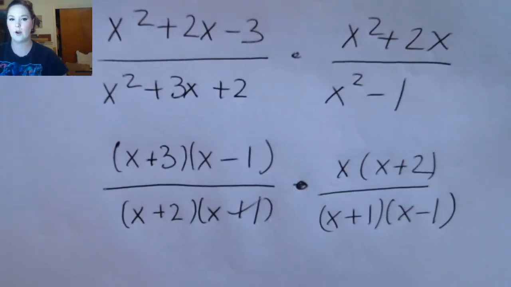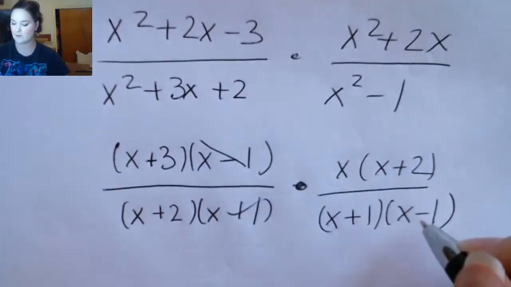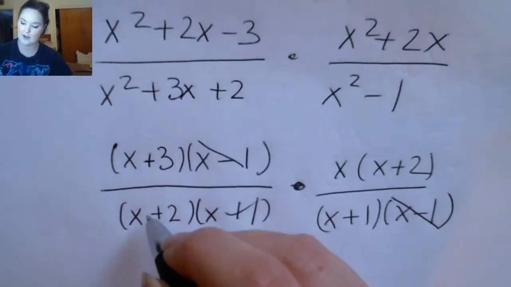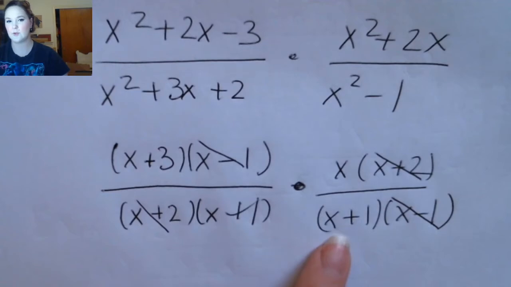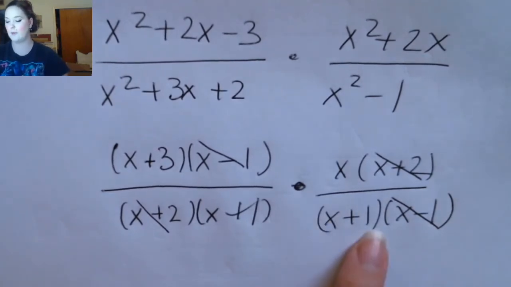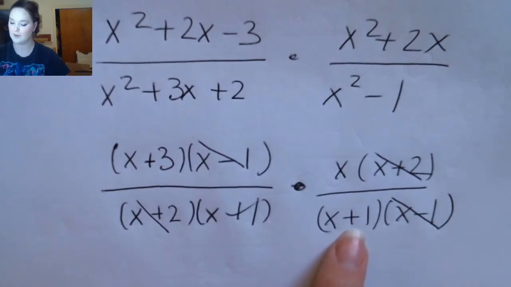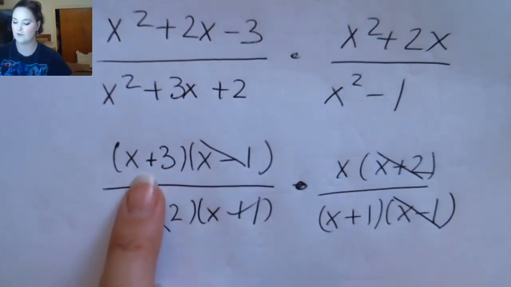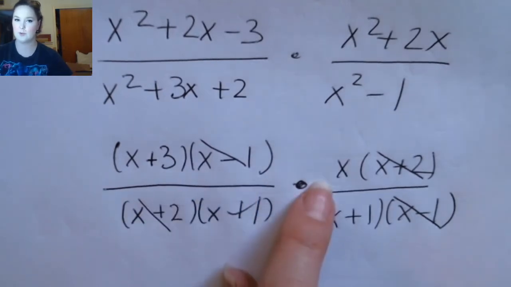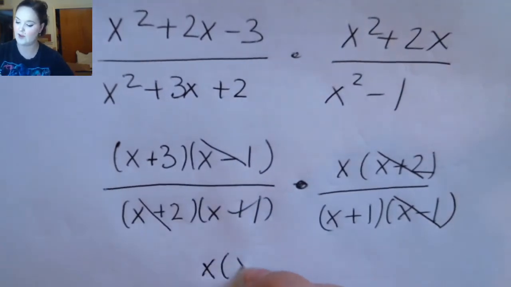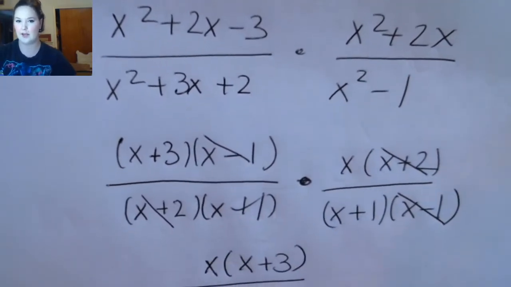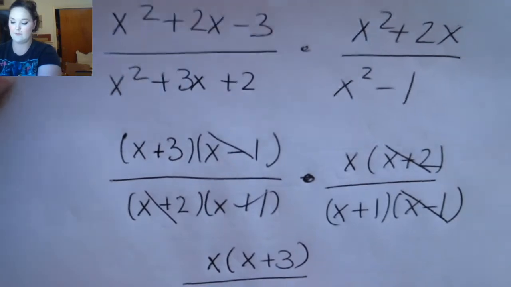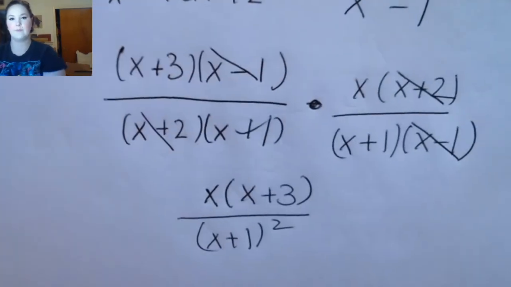Okay, and now we're going to look for common factors. So we have x minus 1 with x minus 1, x plus 2 with x plus 2. Okay, now you can't cancel these x plus 1s because they're not going to end up 1 on the top and 1 on the bottom, right? They're both going to end up on the bottom, so you can't cancel them. Okay, so it looks like that's all we can cancel out, so we'll multiply. So in the numerator I still have x and x plus 3. And in the denominator, I have x plus 1 and x plus 1. Okay.